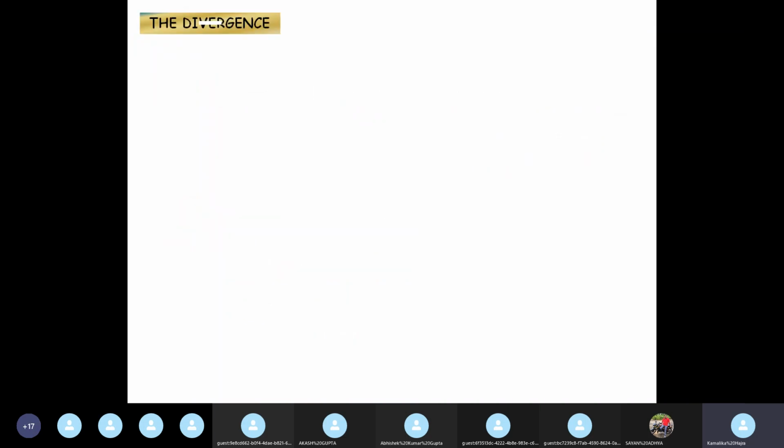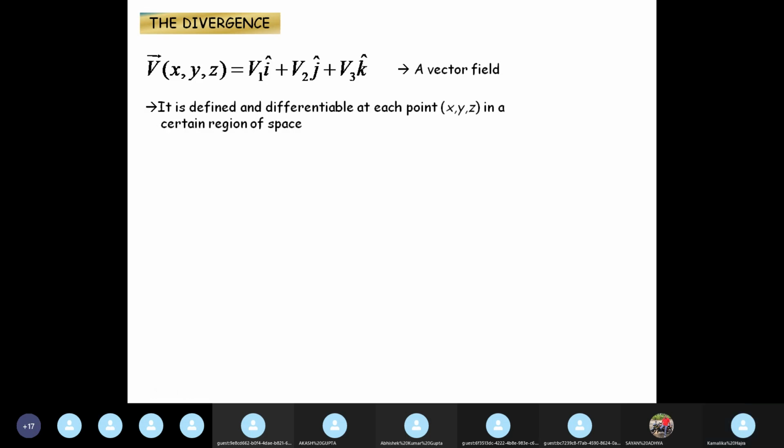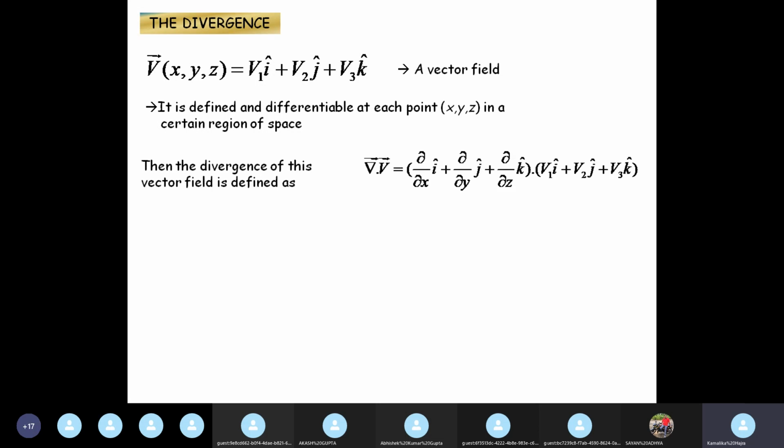Okay. Next we will study the divergence. We studied the gradient. Now we will study the second operator, which is the divergence of a vector. V is a vector field of this form. Of course, it's a function of x, y, and z, and components v1, v2, and v3 will also be functions of x, y, and z. Then, if such a field is defined and differentiable at each point x, y, z in a certain region of space, then the divergence of this vector field is defined in this manner.